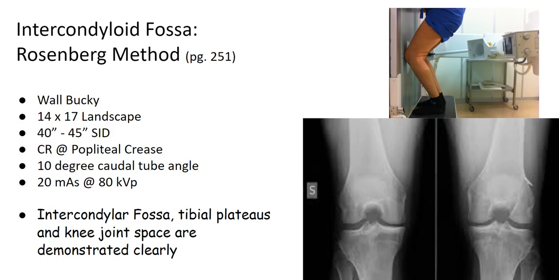You're going to center at the popliteal crease. So when you bend your knee, that's going to be the crease in the back of the knee. And I need you to add a 10-degree caudal tube angle for this projection. Notice the bend here. You want about a 45-degree bend. So you have the patient stand PA at the Wall Bucky. You have them bend about 40 to 45 degrees until their knees touch the board. And then you have a 10-degree caudal tube angle centered at the popliteal crease.